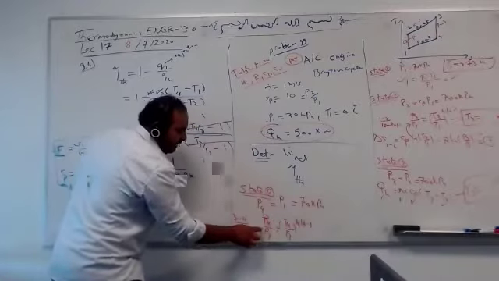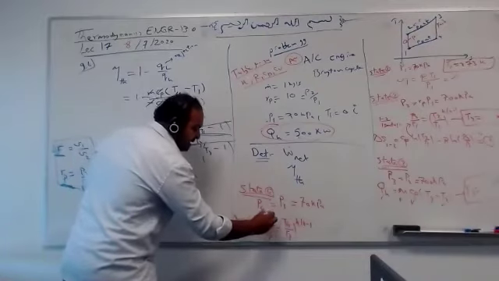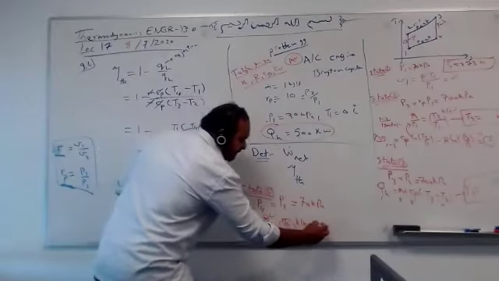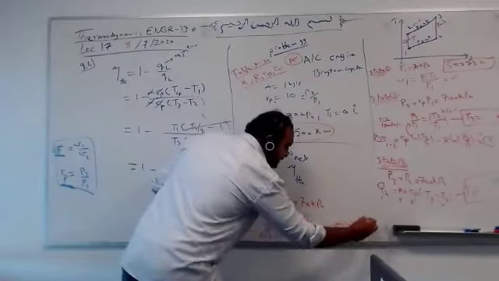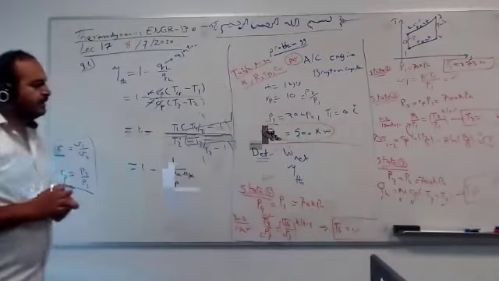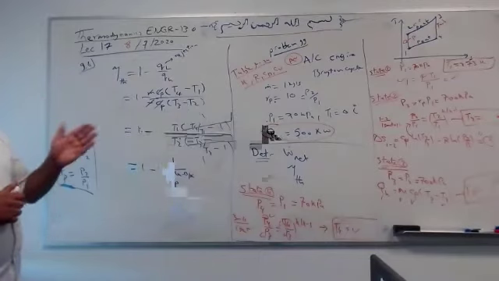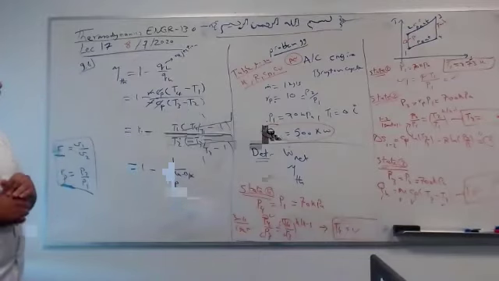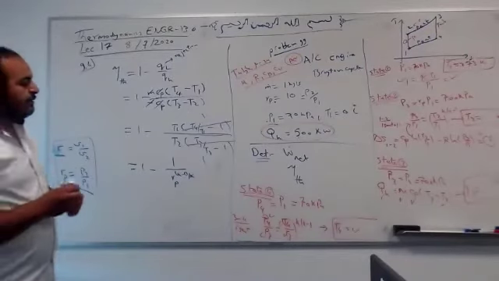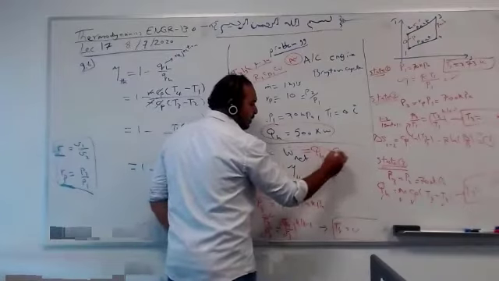This is 1 over RP. This is 3.5. You have this, you have this, you have this, so you get T4. Once you get T4, you get everything you want. For example, if you want Q high, which is actually given, it's Cp delta T, T3 minus T2. If you want Q low, Cp delta T, T4 minus T1. If you want the net, it's Q high minus Q low.